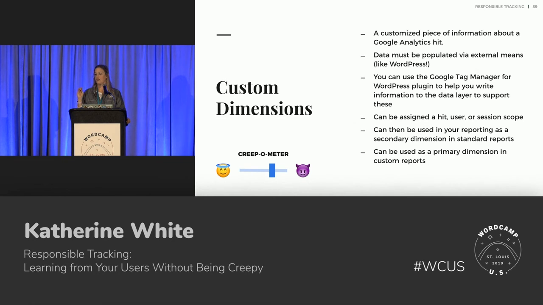And you can then take that piece of data and assign it a scope. You can say this is a hit scope, a user scope, or a session scope. A hit scope would be: on this page, I want to record this information. A user scope would be: now that I've cookied this user, every time this user does something, this piece of data shows up. And your session scope would be: while they're on the site this time, I want to keep track of this piece of information. Then when you run custom reports in analytics, you can use this information as a primary dimension for filtering those reports.